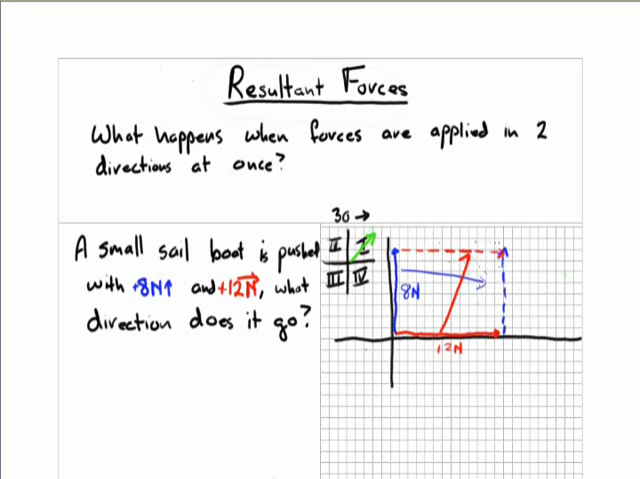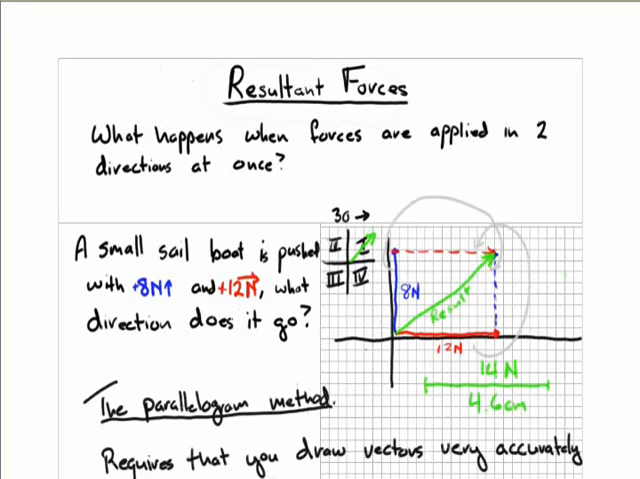And you'll get this very interesting shape, this rectangle, which is also known as a parallelogram. And that's where the parallelogram method gets its name. Now, if I simply draw my resultant vector from the origin to where my two vectors meet, that is called the resultant vector, and this is the parallelogram method.